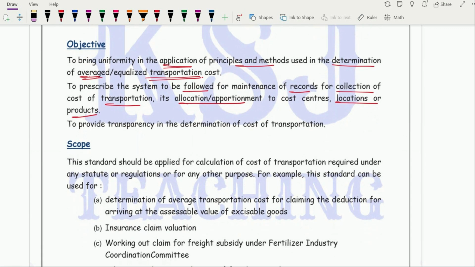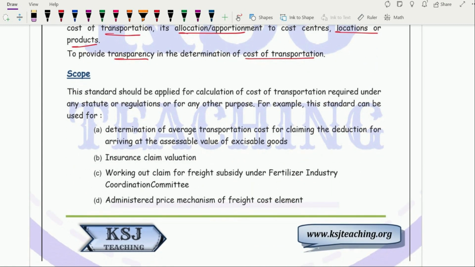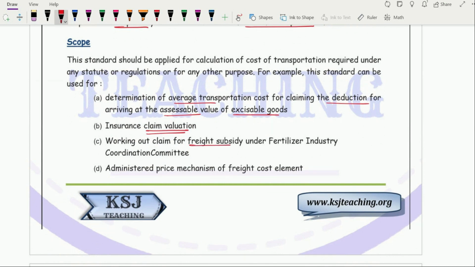To provide transparency in the determination of the cost of transportation, because it is one of the important costs, right? The scope is determination of average transportation cost for claiming the deduction for arriving at assessable value of excisable goods. That was an earlier point before GST. Insurance claim valuation. If you know the cost of transportation, accordingly the transit insurance will be done. Working out the claim for the freight subsidy under the Fertilizer Industry Coordination Committee.